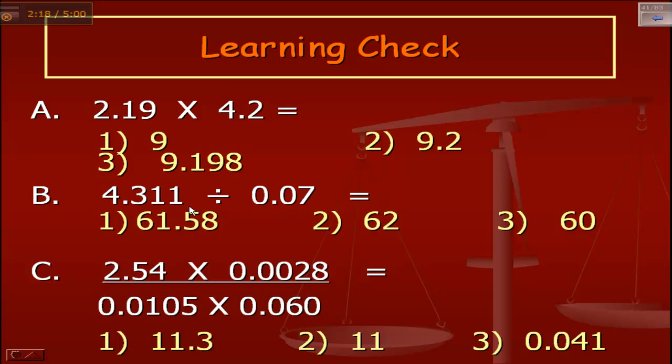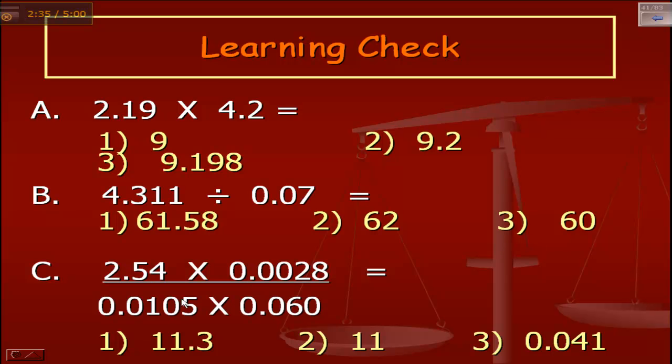In B, we're going to divide these numbers. So 4.311 has 4 sig figs, 0.07 has 1. So we can only report our answer with 1 significant figure, which would be number 3. Notice we've had to round.